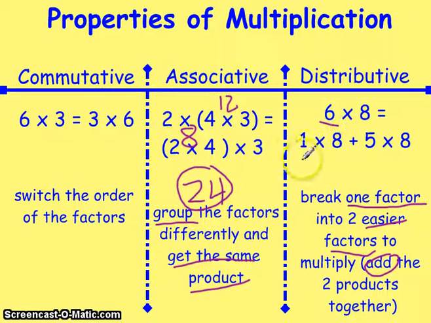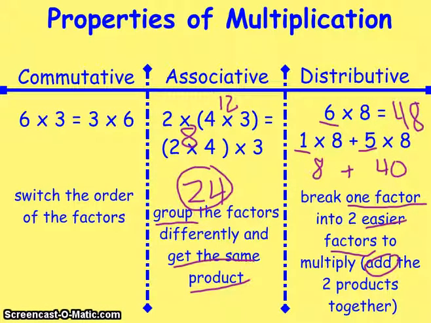So I took 6 and I broke it into 1 plus 5 because 1s and 5s are easy for me. So 1 times 8 is 8 and 5 times 8 is 40. And then I can add my two products together. 8 plus 40 is 48.